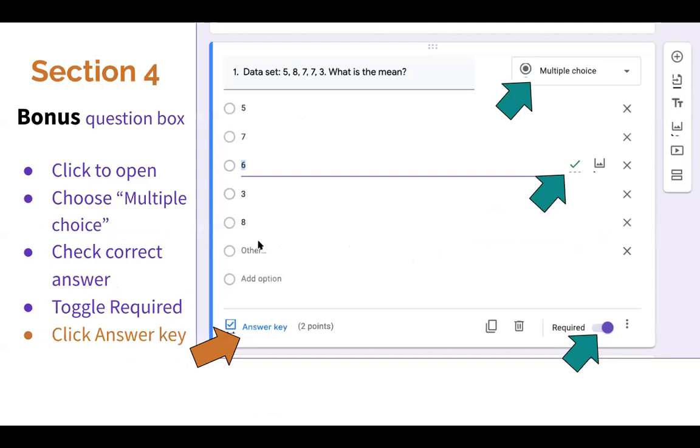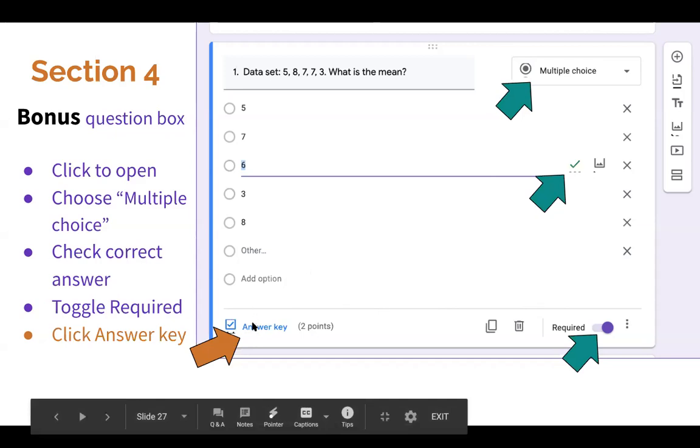All right, some bonus things in section 4. If you didn't know this, you can open it up and you can choose multiple choice up here, or single response, like a short response or a longer response. Check the correct answer here and toggle required, and then give feedback for answers.